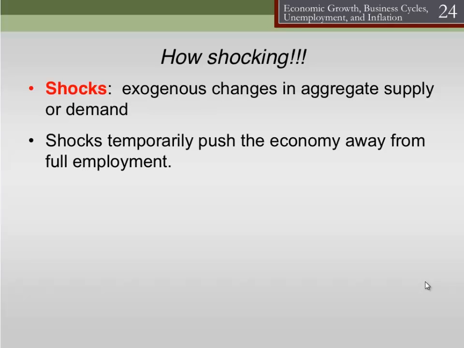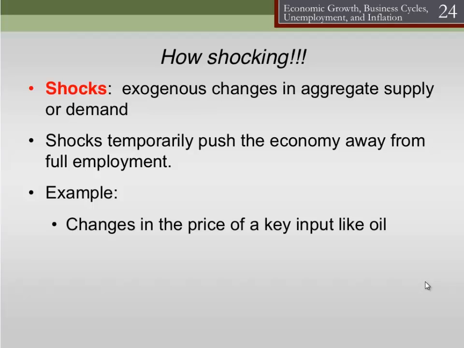Shocks temporarily push the economy away from full employment. So we could have something happen and we get pushed away from full employment. An example is changes in the price of a key input like oil. If the price of oil goes up, gasoline and diesel go up, which basically makes the cost of producing everything go up, which is going to cause us to want to supply less. If cost of production goes up, supply goes down, so aggregate supply will shift to the left. We'll want to supply less of our stuff, and that will cause prices to go up and output to go down, and we'll enter a recession.